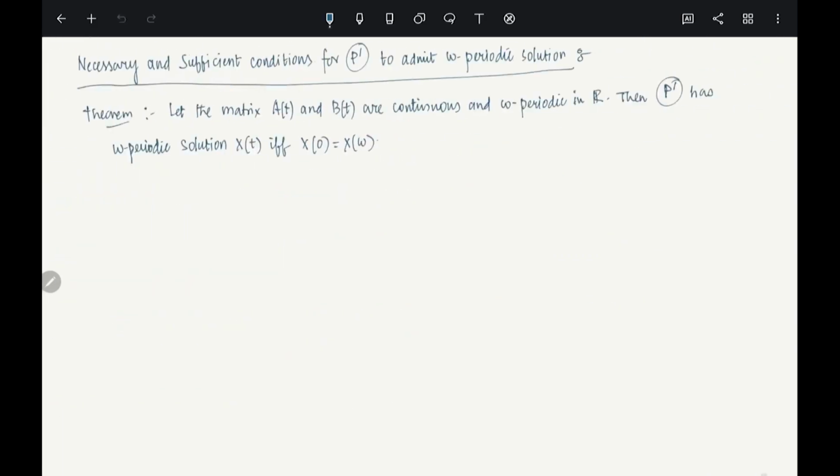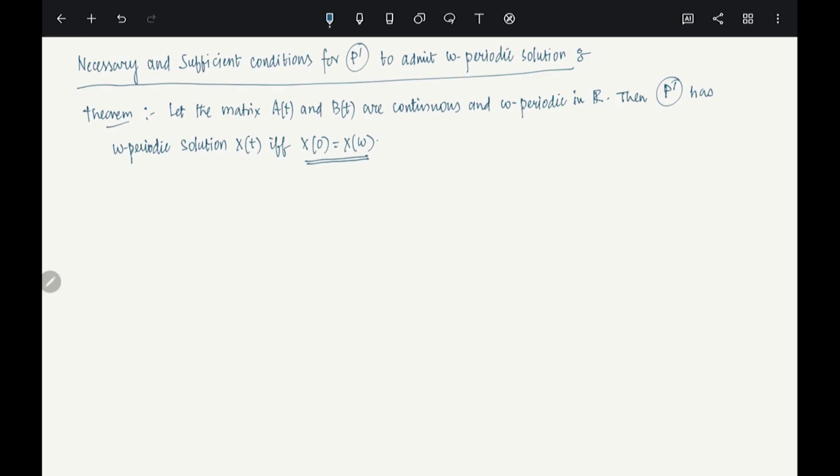So it's saying that if you have a W periodic solution, of course this is happening. You see, this is the definition of periodicity. x of 0 has to be x of W, right? So there is nothing to prove here. But the other part is also true.